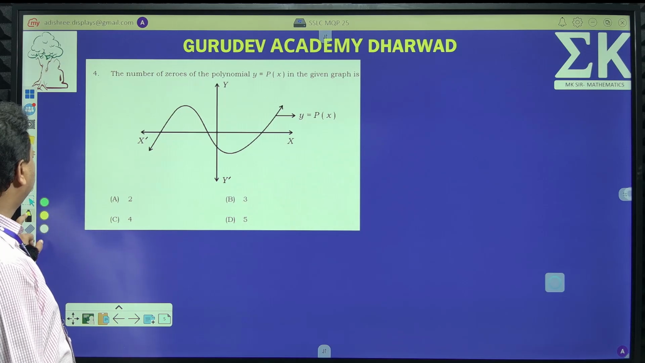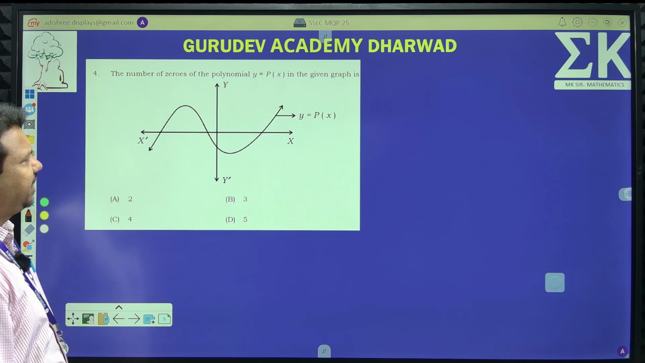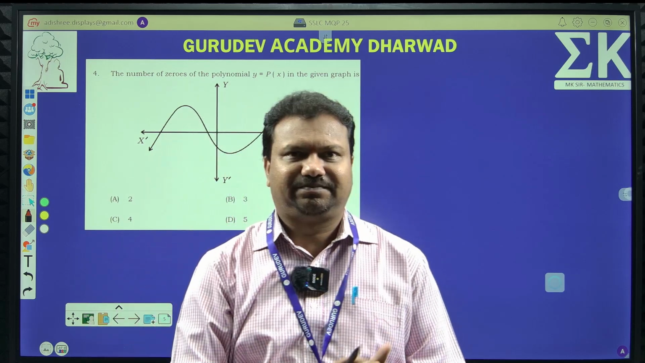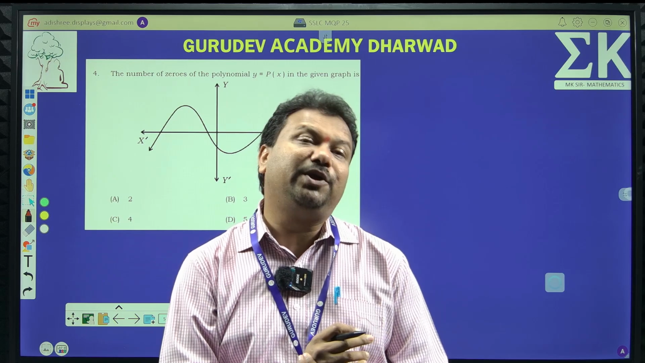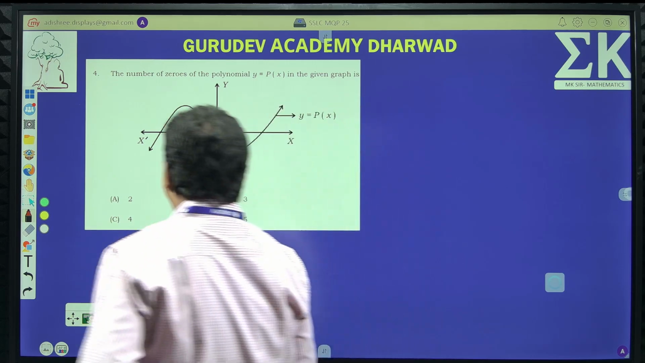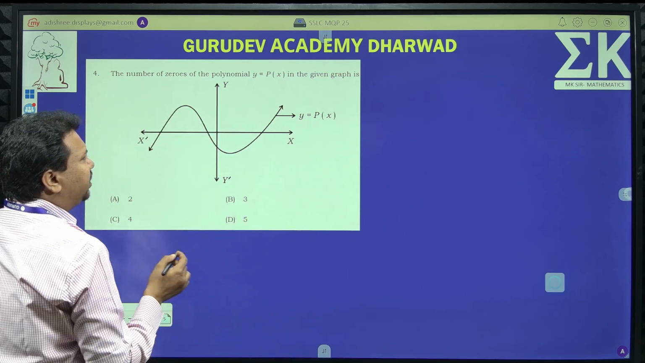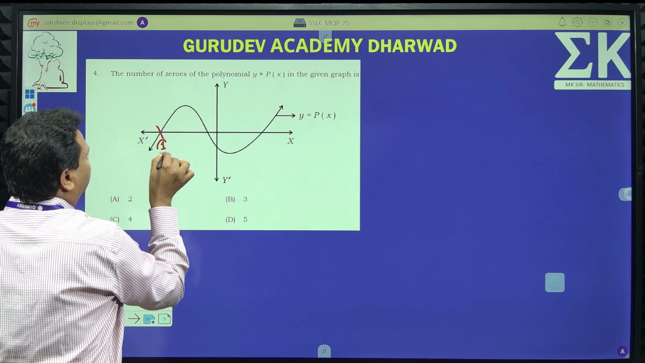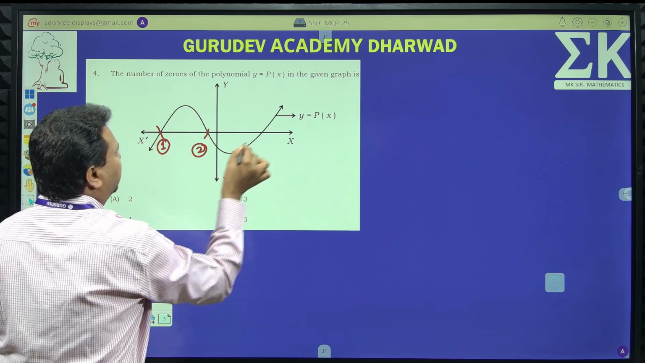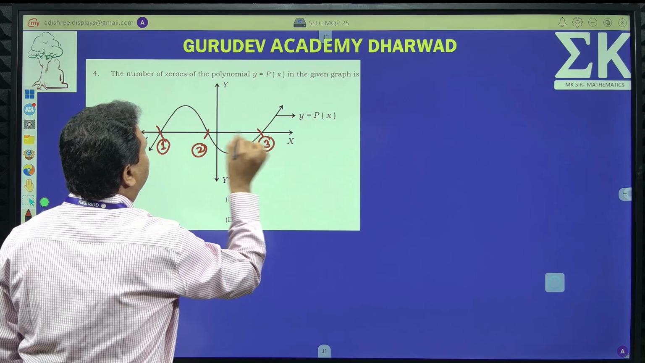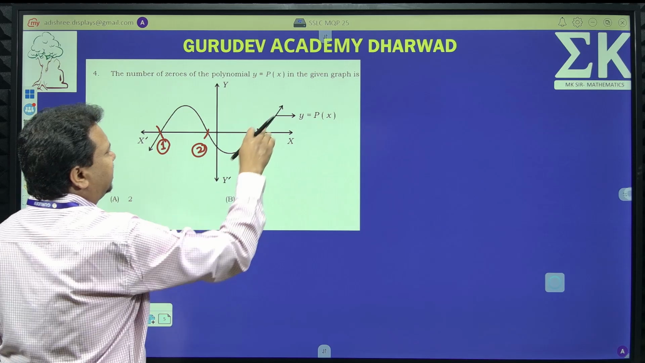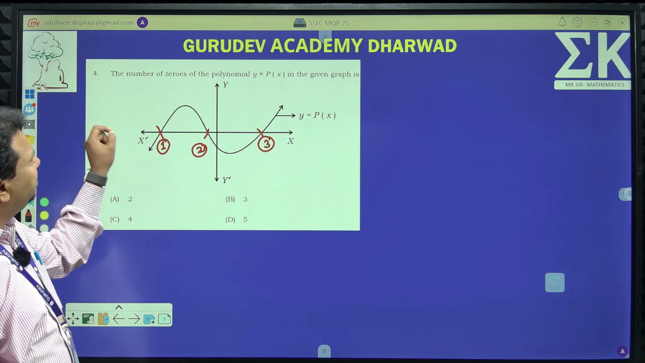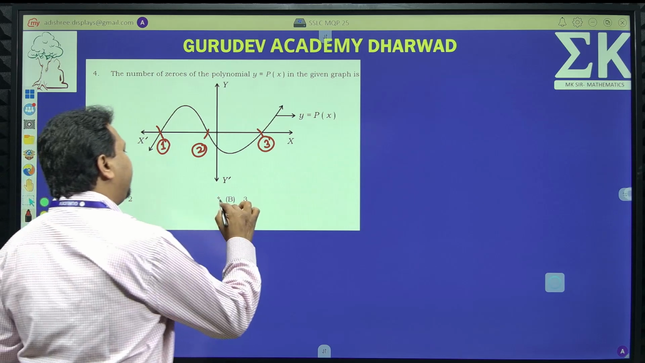The number of zeros in the polynomial p of x, they have asked, right? We know that whenever a curve cuts the x-axis, it defines the zeros of a polynomial. I repeat, whenever a curve cuts the x-axis. Here, if you observe carefully, the curve cuts the x-axis at one point, say point number 1. Here another point, point number 2. Here it is another point, point number 3. Right? Therefore, the curve cuts the x-axis in 3 different points. Therefore, the number of zeros of the polynomial must be equal to 3.